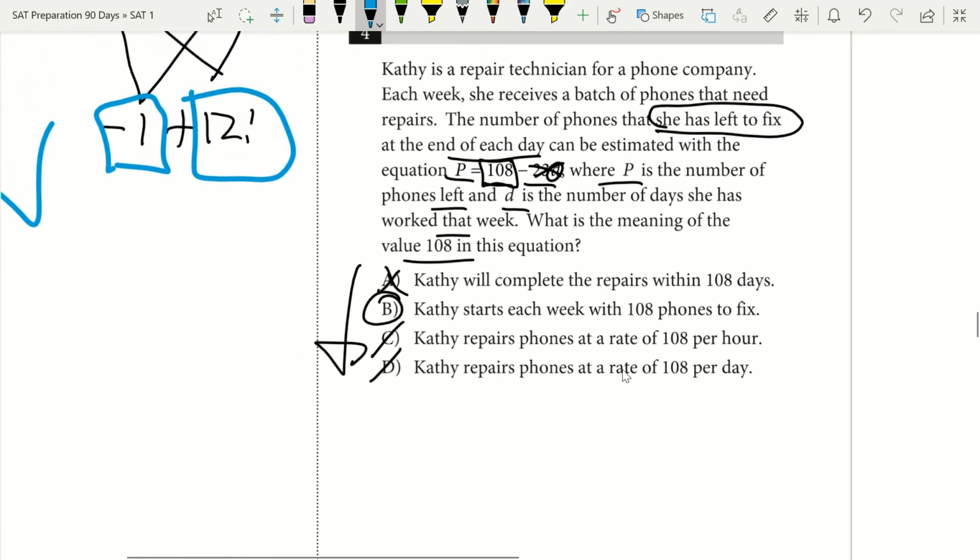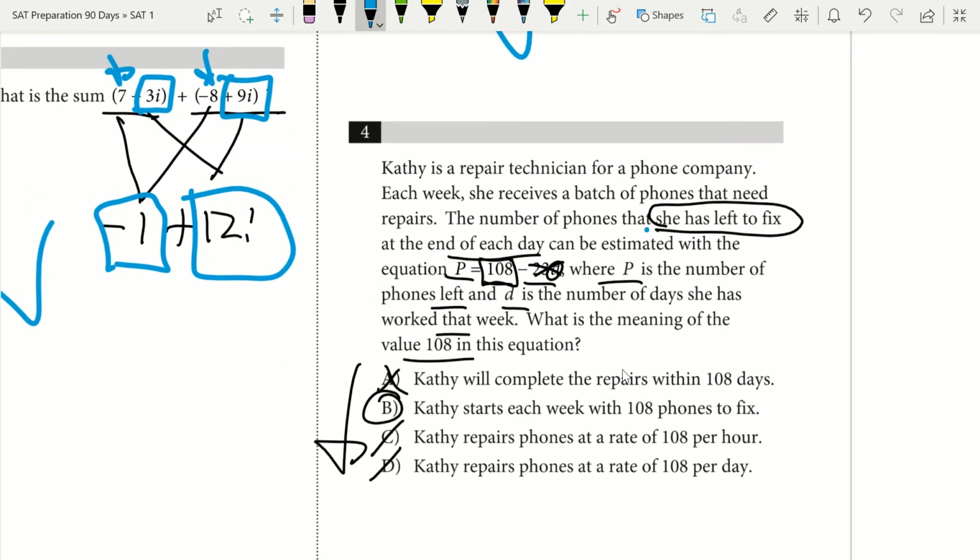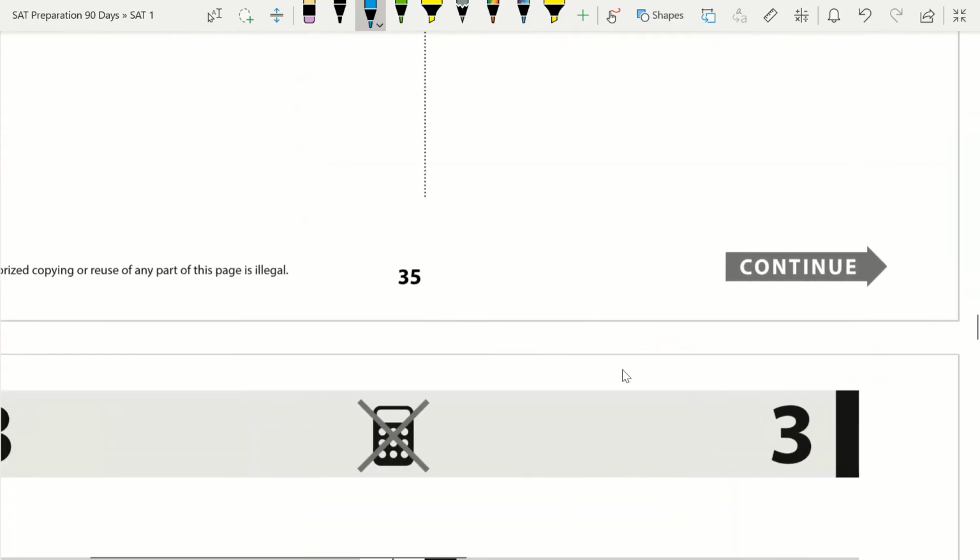Okay, 4. We've got an equation. It's the amount that she has left to fix. We're asked for the value of 108. We see 108 is our intercept, which means that must be when D equals 0. P is the number of phones, D is the number of days that she worked that week. That's going to be 0. So that 108 is how many phones she starts each week with. She has to start each week with 108 phones to fix. That one's checked. Okay, number 5.